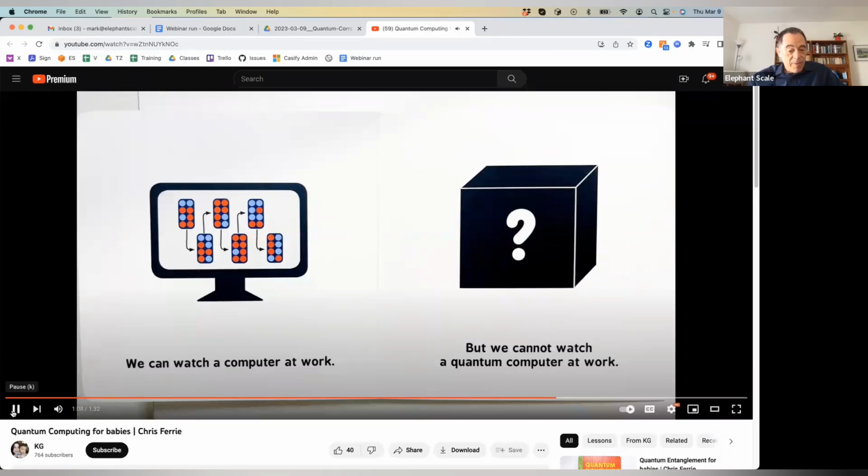We can watch a computer at work, but we cannot watch a quantum computer at work.